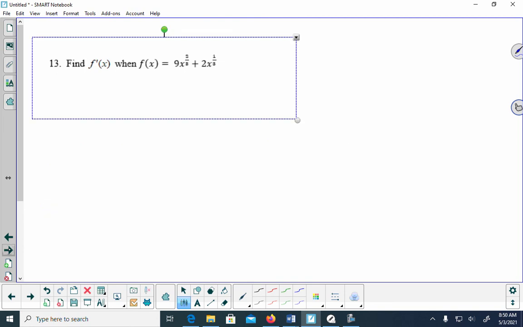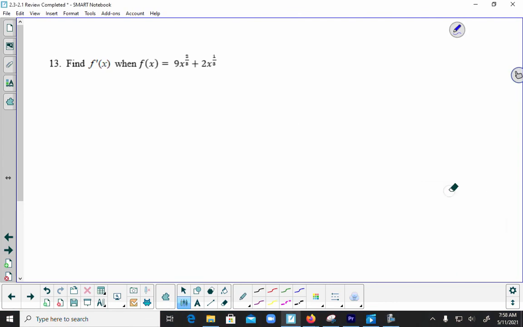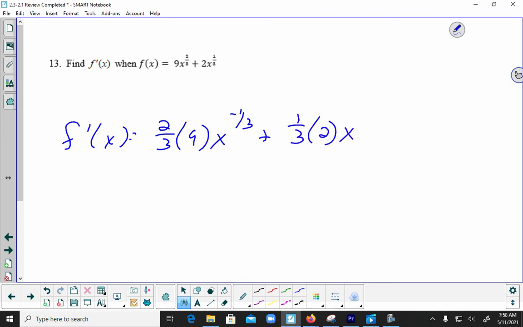Number 13, find the derivative when you have that. 13 is asking me to find the derivative, so I'm just going to go ahead and do that. I am going to use the power rule, so I'm going to take 2/3 times 9, then reduce that power by 1, so 2/3 minus 1 will be a negative 1/3, plus, and then I'm going to have that 1/3 times 2, reduce that power by 1, which will be a negative 2/3. I'm going to multiply before I do anything else, so this will end up being 6x to the negative 1/3 plus 2/3 x to the negative 2/3.